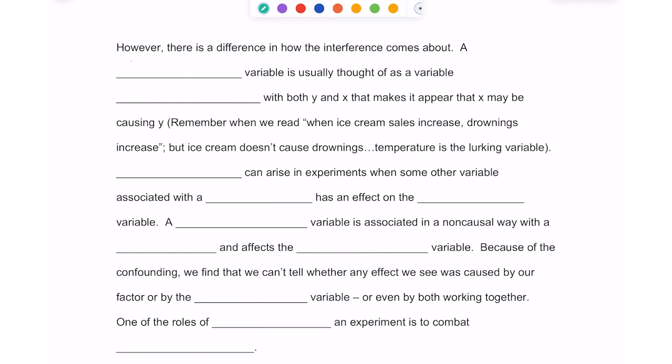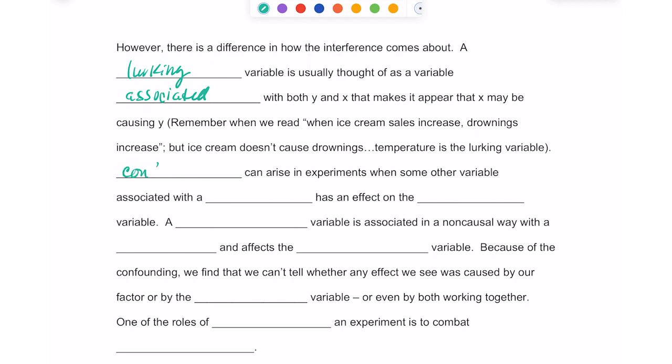A lurking variable is usually thought of as a variable associated with both x and y that makes it appear that x may be causing y. So remember, we had that example when ice cream sales increase, drownings increase. But we talked about how ice cream doesn't cause drownings. It's really that temperature could be a lurking variable.